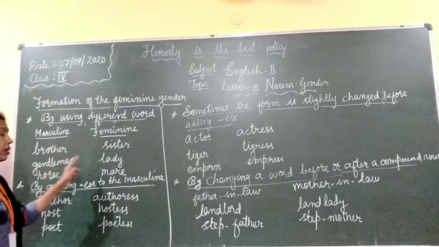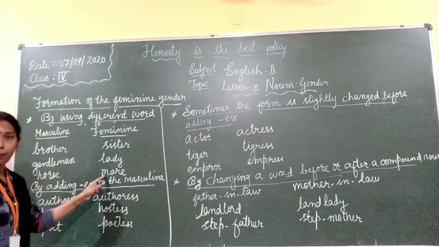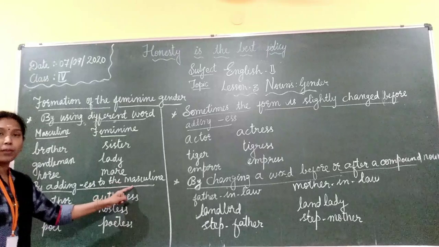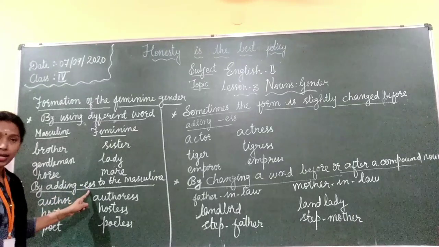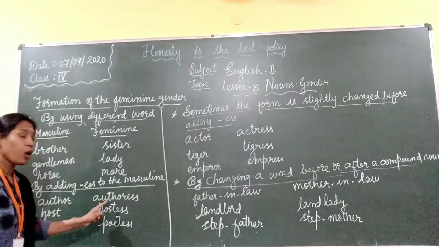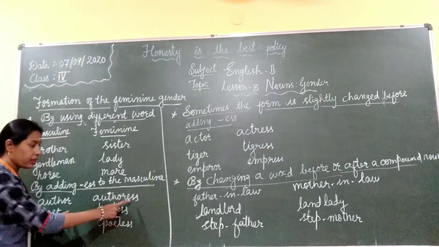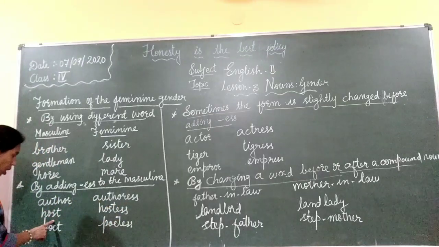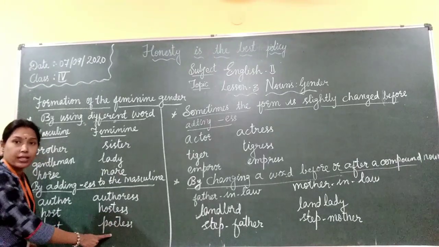Next, gentleman, lady. The feminine form of gentleman is lady. Next, horse, mare. Likewise, next, by adding ESS to the masculine. Masculine is author. You have to just add ESS to the masculine form. Author is masculine and the feminine form is authoress. A-U-T-H-O-R. Just copy the same to the feminine and then just add ESS. Then it will become the feminine form. Okay? Next, host, hostess. Add ESS. Next, poet. The feminine form is poetess.